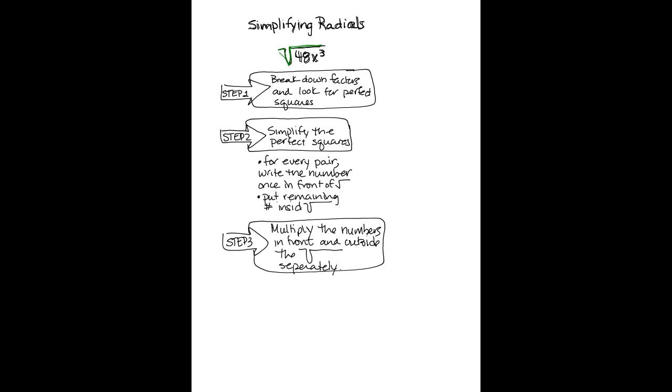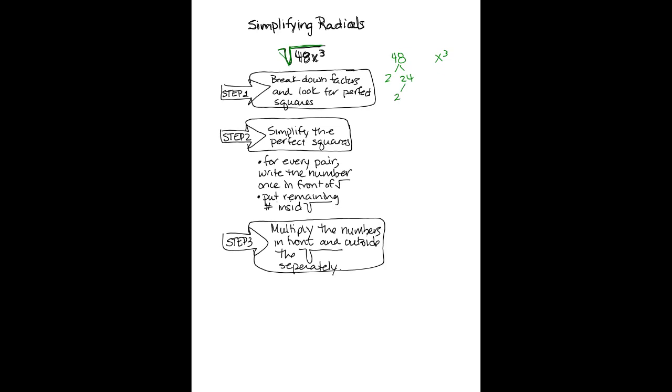Okay, so the first thing we want to do is break down the factors of what we're taking the root of and look for perfect squares. So the best way to do that, if you don't see it right away, is to actually do a factor tree. So I'm going to do a factor tree on 48 and x to the third. Okay, so if you're not sure what factors to use, it's an even number, so I'm just going to start dividing by 2. So 48 is 2 times 24, and I'll keep working my way down.